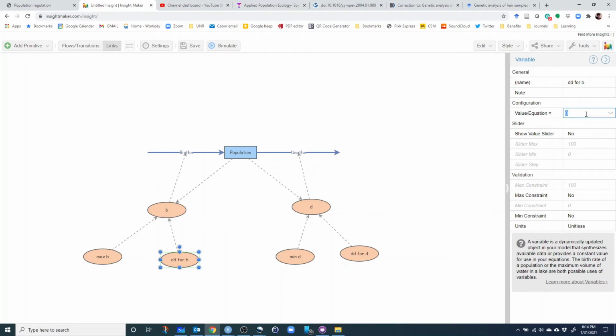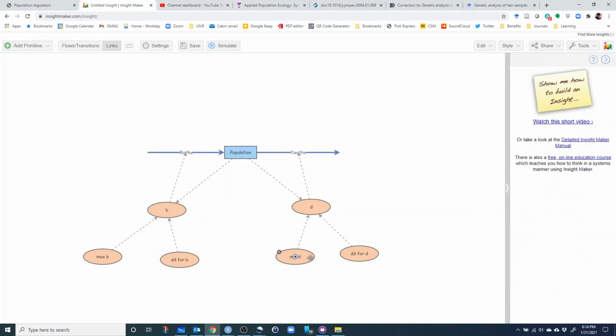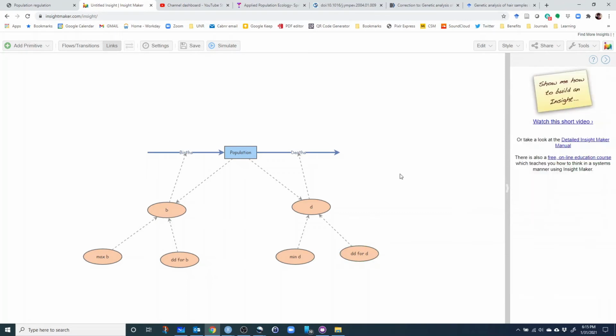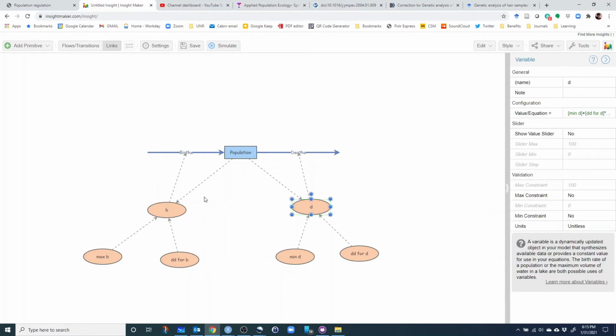So the density dependence on birth, I will just use 0.0001 as the slope. And for the slope on the death rate, I will use 0.0005. Now, don't worry about these numbers. It just matters that they define the slope of the relationship between birth and density and death rate and density.